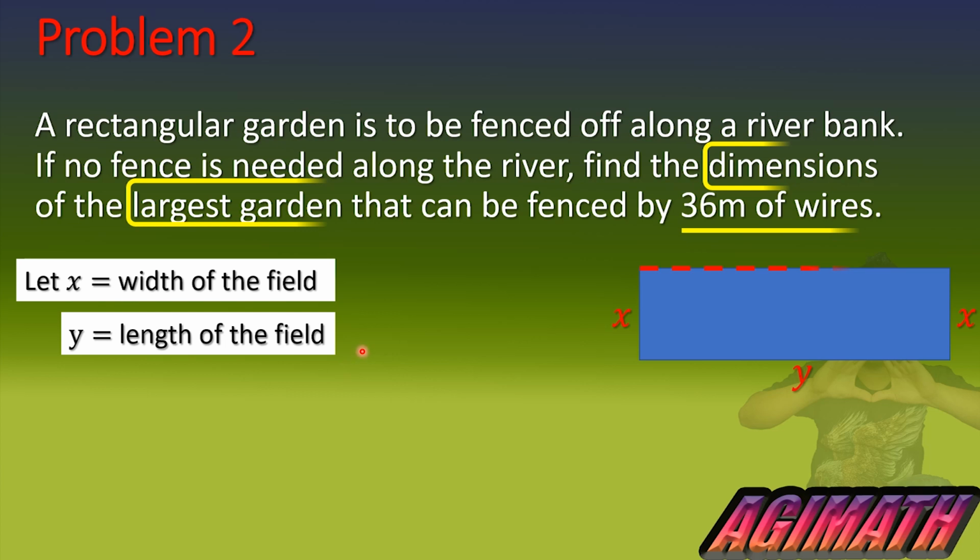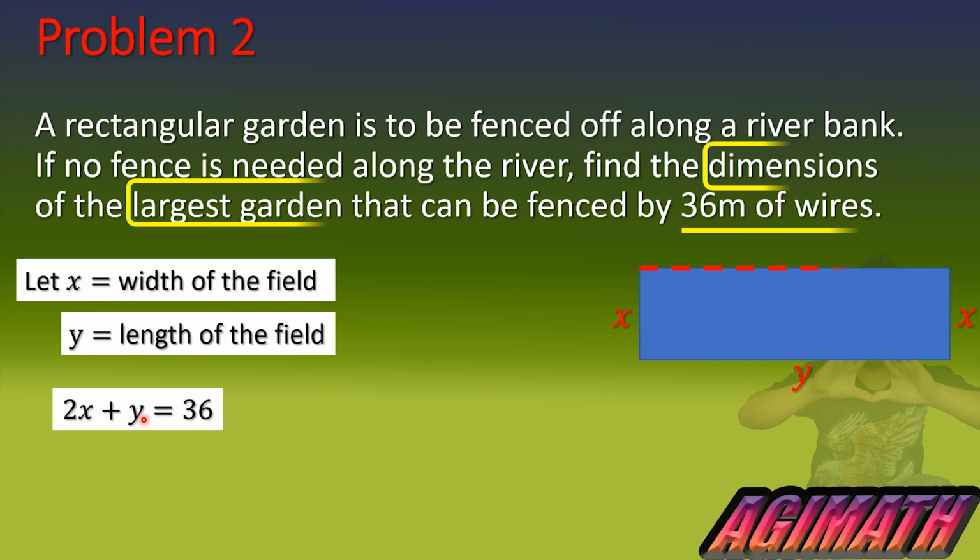Again, I already warned you earlier that there should be only one variable. So meaning, we need to represent y in terms of x. And how are we going to do that is to use the given, the 36 meters. So 2x plus y equals 36. So why do we have this? Because we have 2x plus the y, and that will sum up to 36. 2x and the y, that is equal to 36 because that is the length of the fencing material.